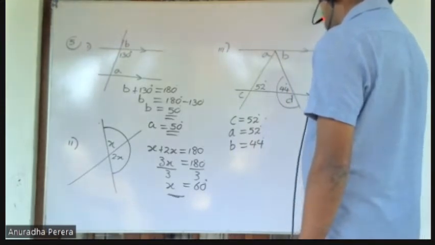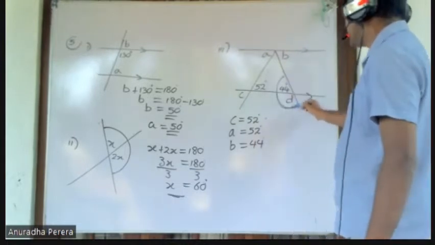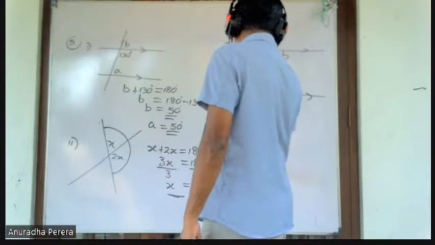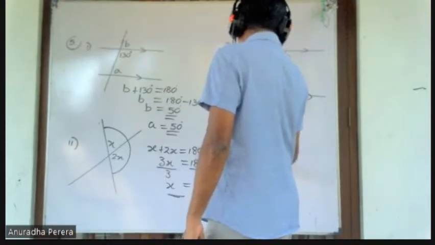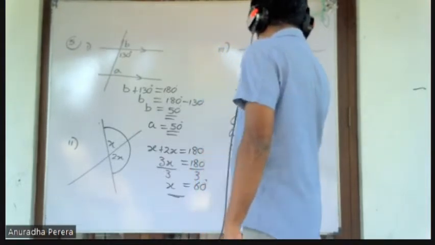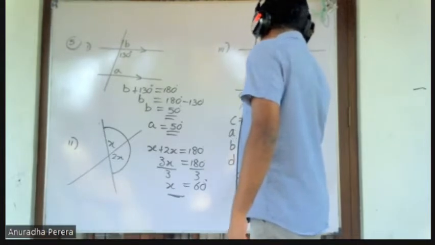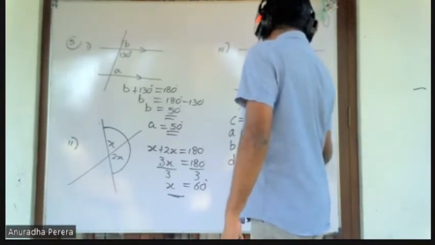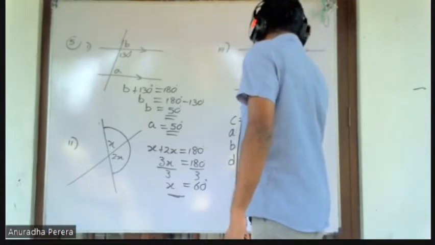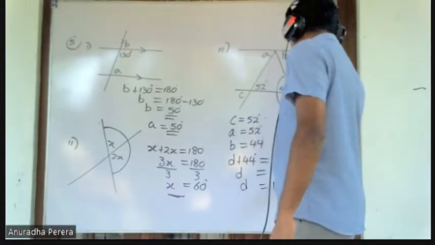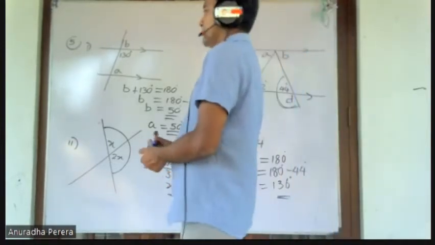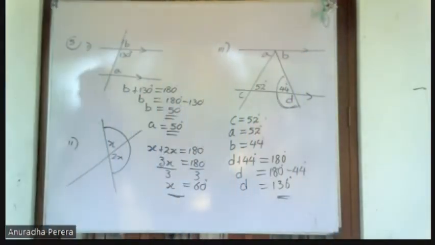We can find it using sum of these two is equal to 180, angles on a straight line. d plus 44 is equal to 180. d is equal to 180 minus 44, 136 degrees. Yes. 136.